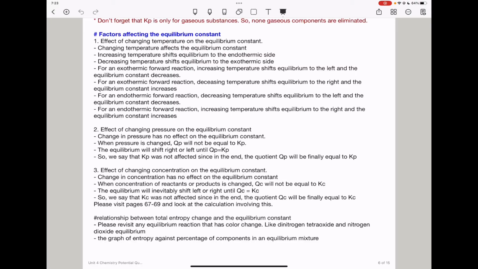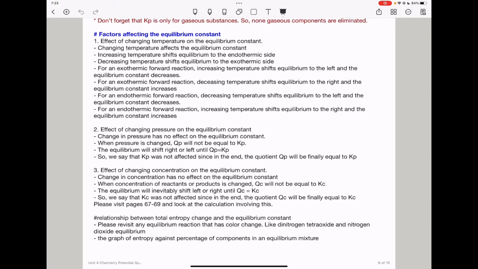They can also ask the effect of changing concentration on the equilibrium constant. Also, we know that concentration change has no effect on the equilibrium constant. However, when the concentration is changed, the quotient Qc will no longer be equal to the equilibrium constant Kc. That means the position of equilibrium will be shifted either to the left or to the right until the quotient Qc is equal to the constant Kc. So overall, we will say that Kc was not affected, since in the end, the quotient Qc will be finally equal to Kc. So if you want to revise this fully, you can visit pages 67 to 69 and look at the sample calculations there.